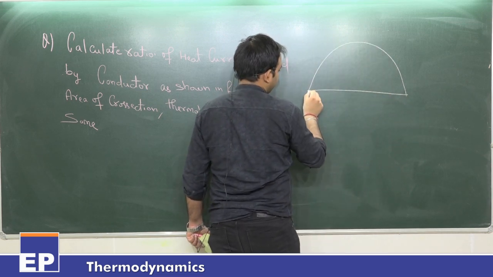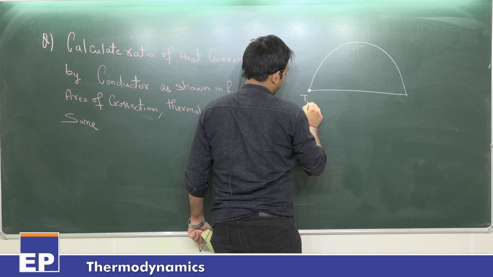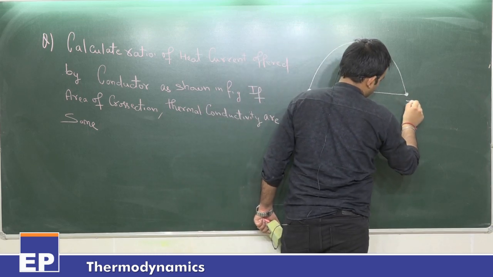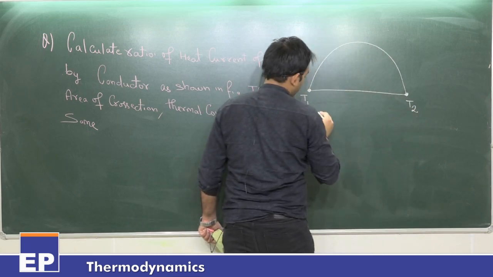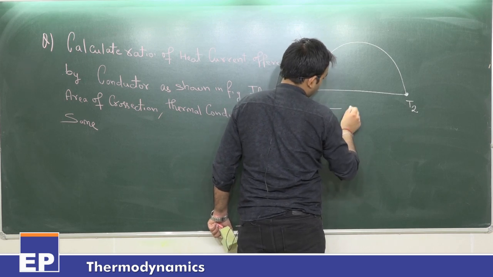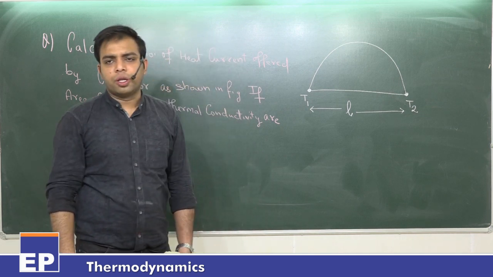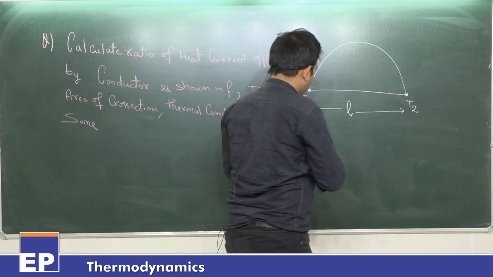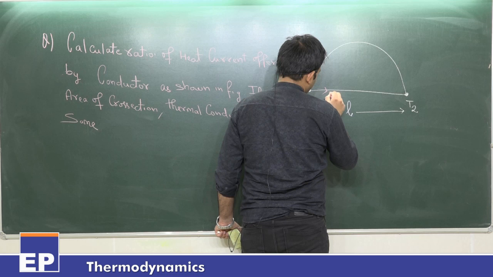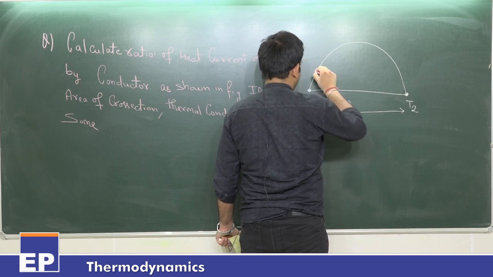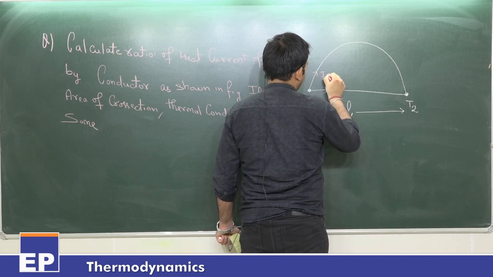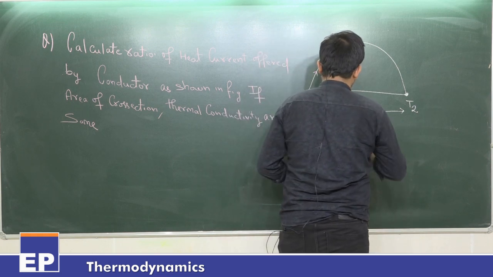These are the two conductors. Its temperature is T1. Here the temperature is T2. Let's suppose this is L. It is given. So we have to calculate the ratio of heat current. मान लो कि हमारे यहाँ पे करंट चलता है I1 और यहाँ पे करंट चलता है I2. तो what is I1 by I2?